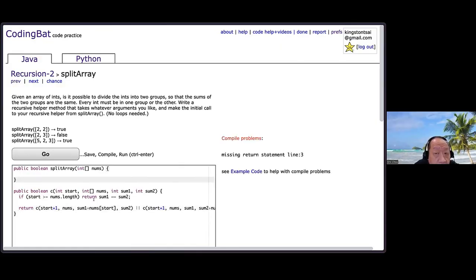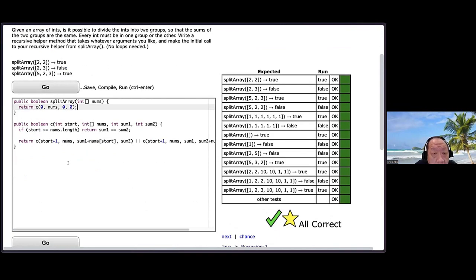You did not call the helper function. Oh. Okay, good job. Next one, go back to Stephen. Stephen, your turn.